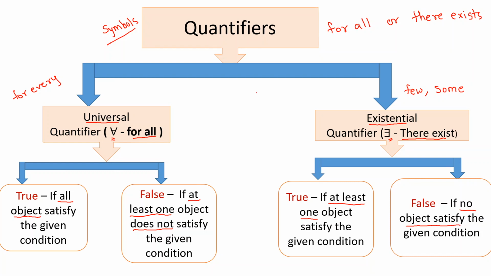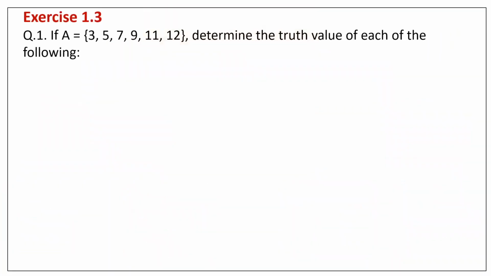Quantifiers are nothing but symbols. First is used for the universal quantifier, for all, for every, and this is the notation. And second is the existential quantifier for the words there exists, some, few. Now next we solve some examples on this.